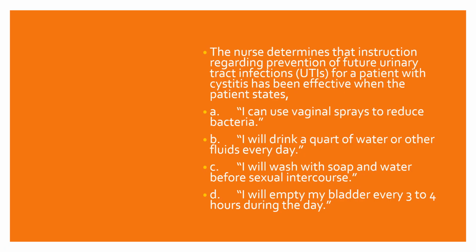So the nurse determines that instruction regarding prevention of future urinary tract infections for a patient with cystitis has been effective when the patient states, is it A, I can use vaginal sprays to reduce bacteria? Is it B, I will drink a quart of water or other fluids every day? Is it C, I will wash with soap and water before sexual intercourse? Or is it D, I will empty my bladder every 3 to 4 hours during the day?